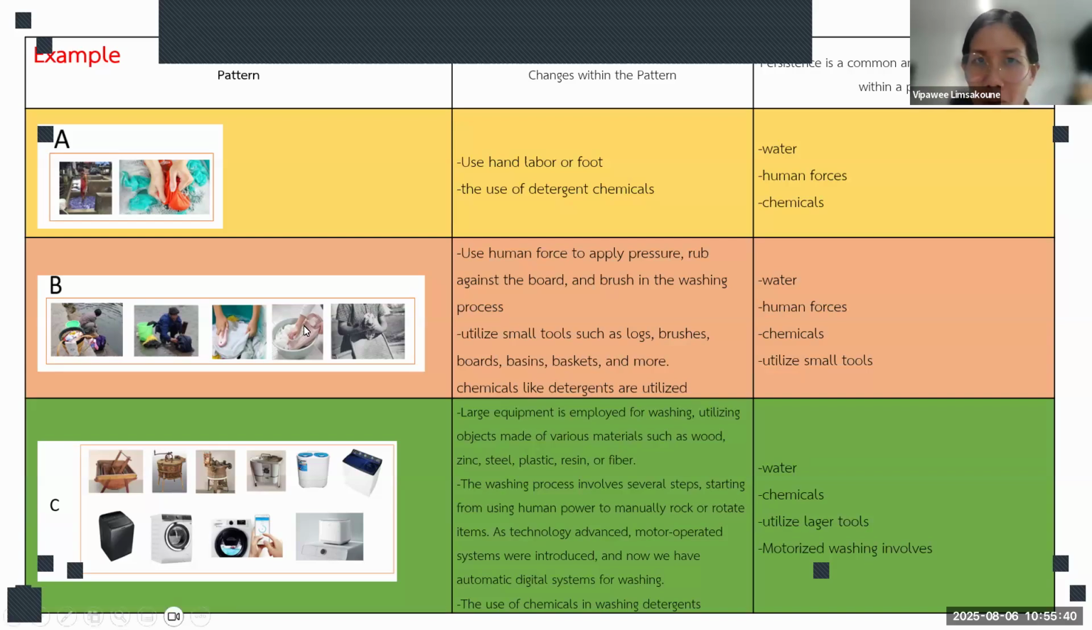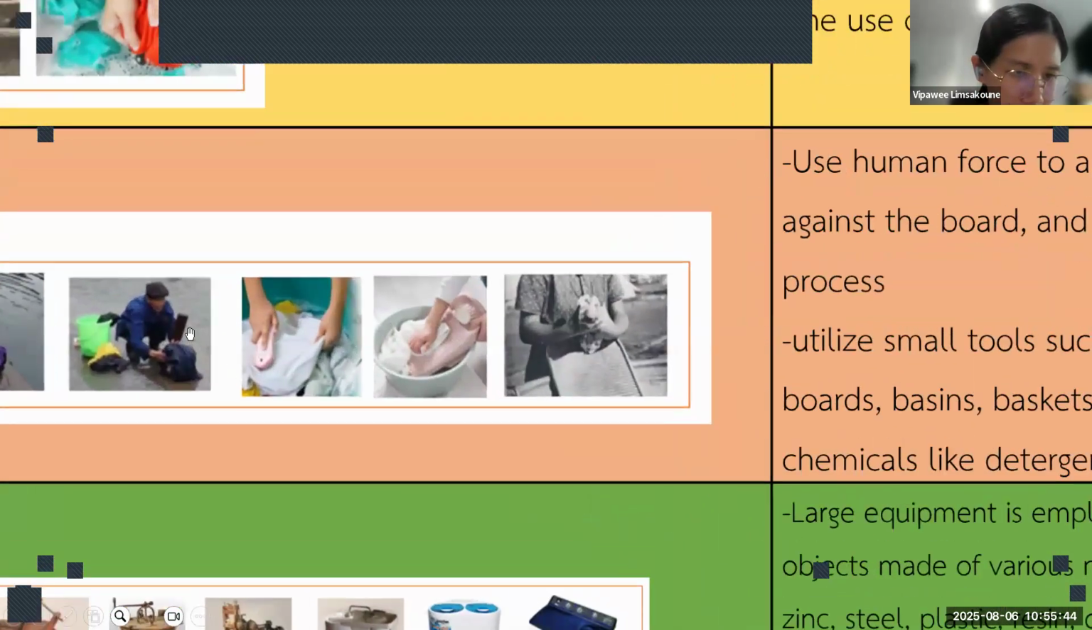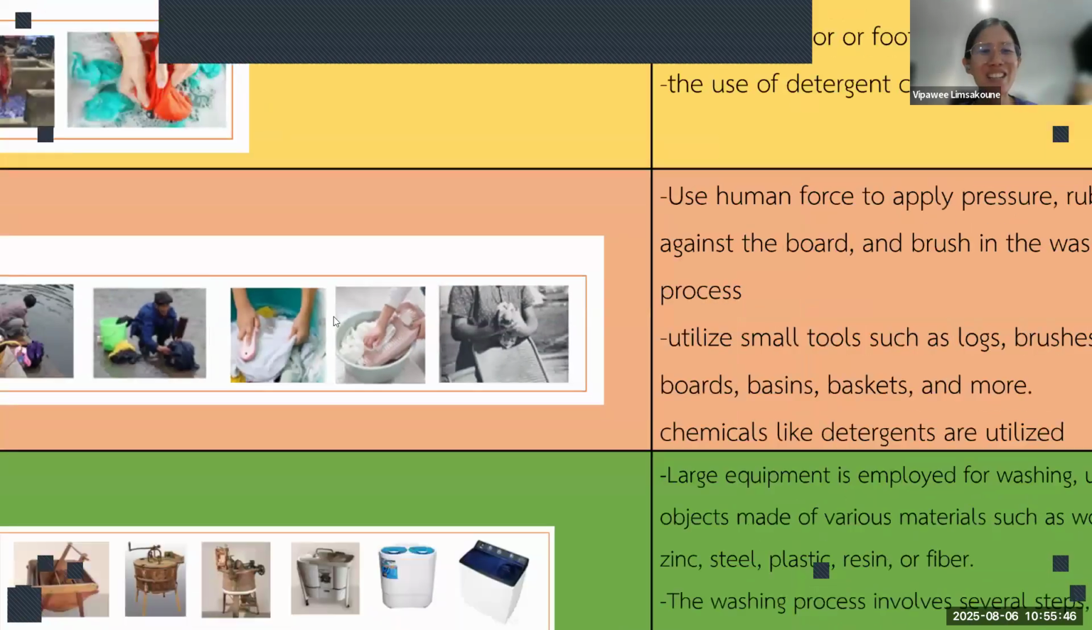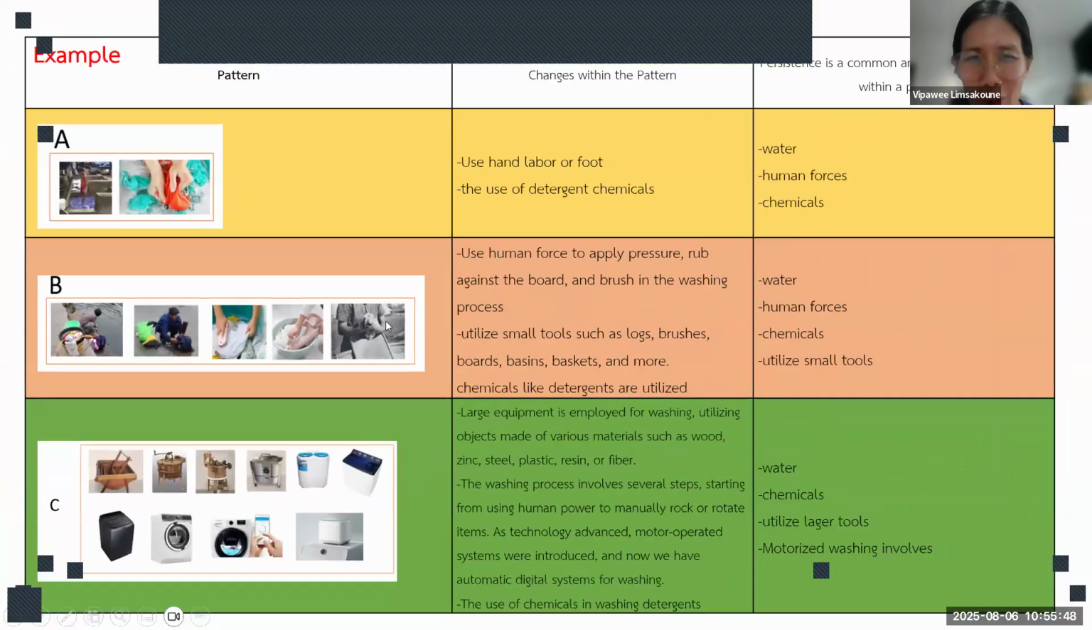And it could be different material. This one looks like wood. Is it? I'm not sure. But it could be plastic or it could be wood. It could be different material. Okay. And the chemical that they use, maybe they use different chemicals, right? So that's the change within the same pattern.